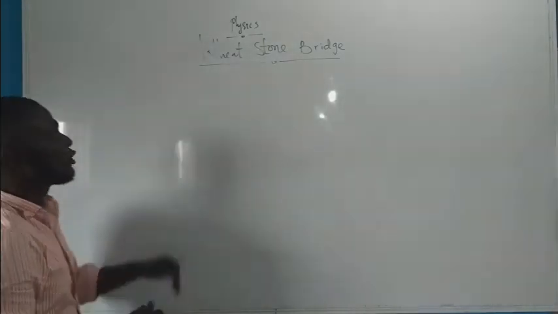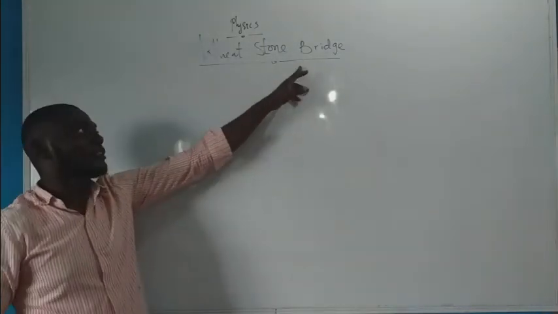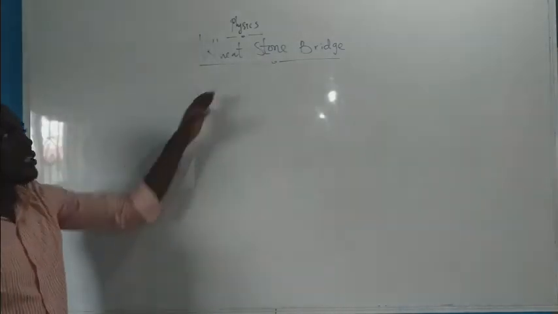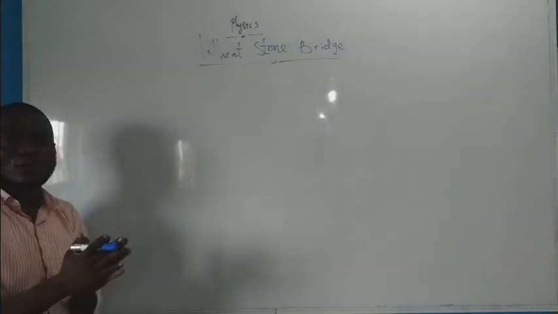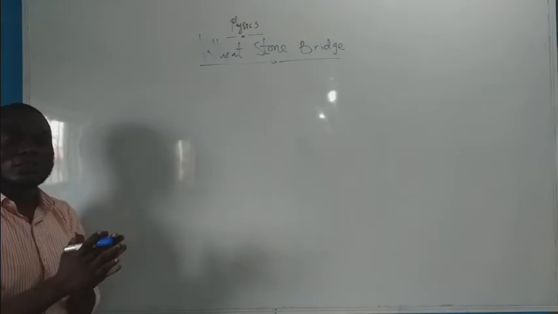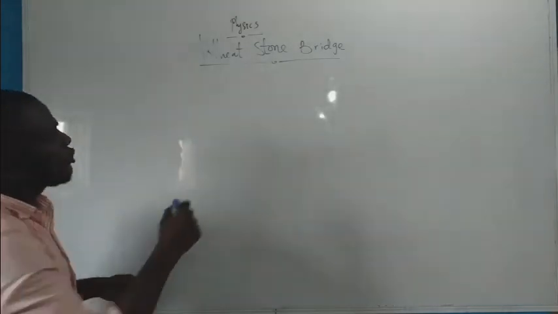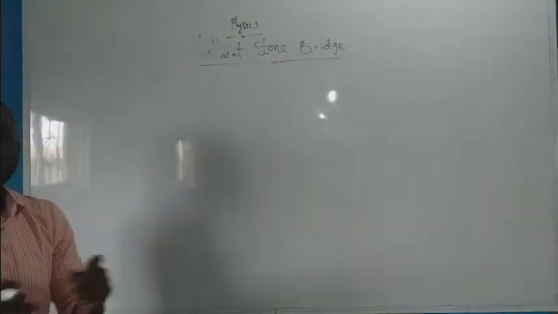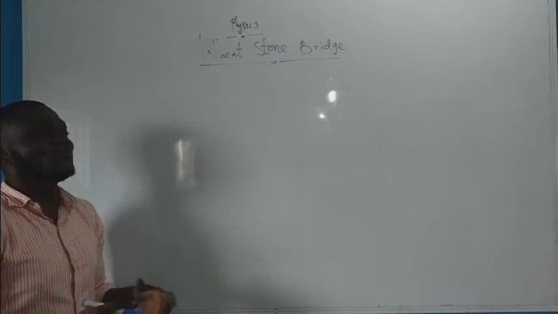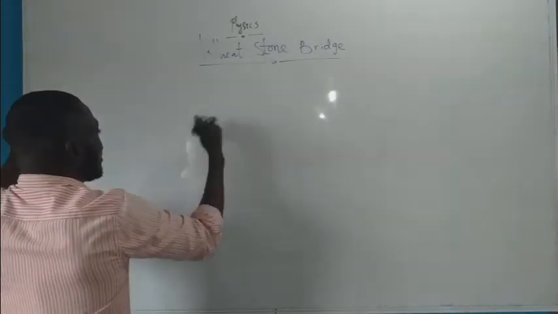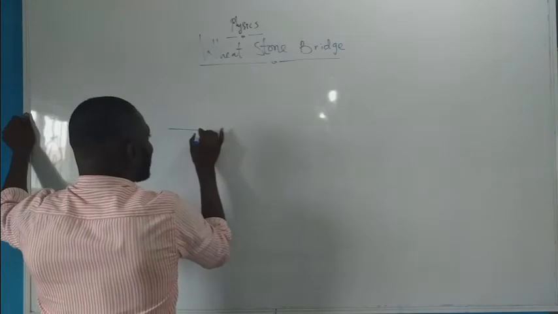We'll be looking at the topic I call Wheatstone Bridge. A Wheatstone Bridge is a device used to measure resistors. It is an accurate device that can be used to measure the value of a resistor. This is what we mean by Wheatstone Bridge.